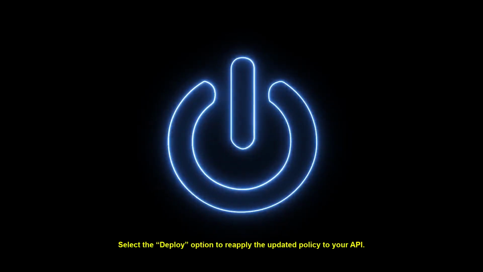Select the Deploy option to reapply the updated policy to your API. Monitor the deployment status to ensure the update is successful. Test the API to confirm that the policy is enforcing the updated connector correctly.